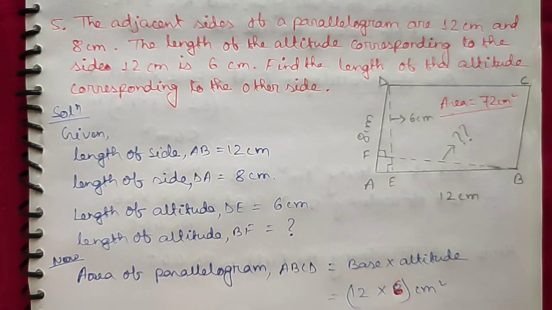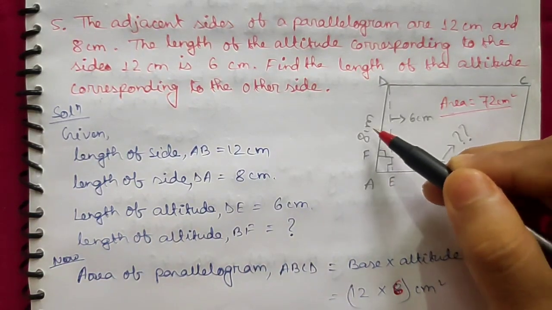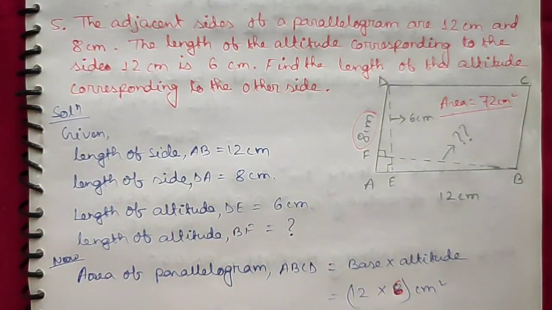So how will we find it? Now look, let the altitude of the corresponding side 8 centimeter be x centimeter. Now since we know the area of parallelogram ABCD is 72 centimeter square, and base into altitude equals 72 centimeter square, and here we have base 8 centimeter, and we have to find this altitude, which we have considered as x. So 8 centimeter into x is what?